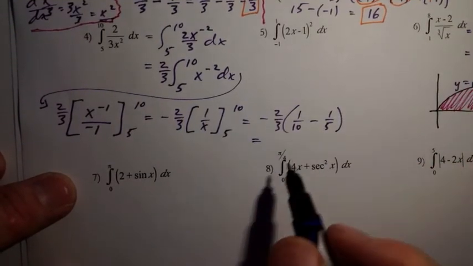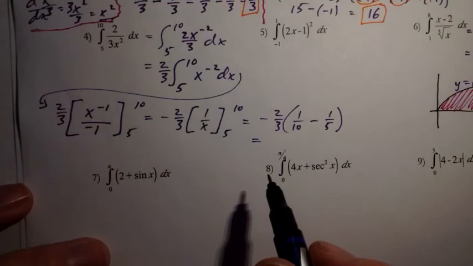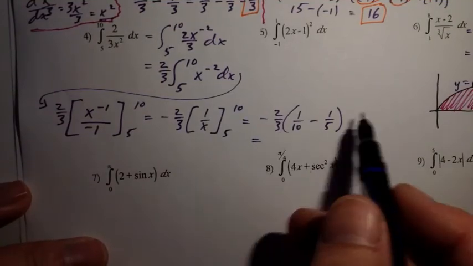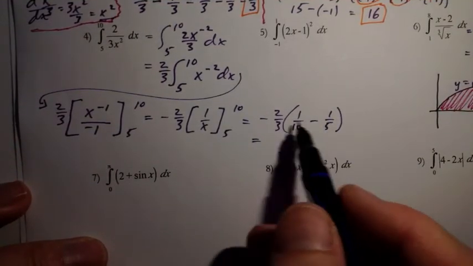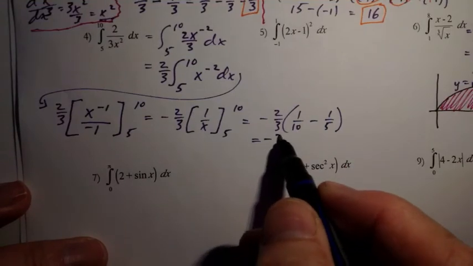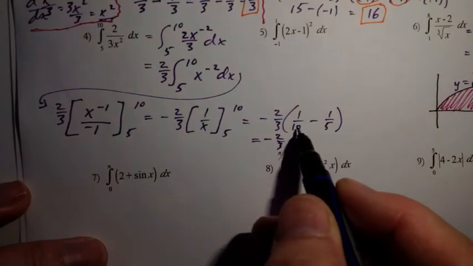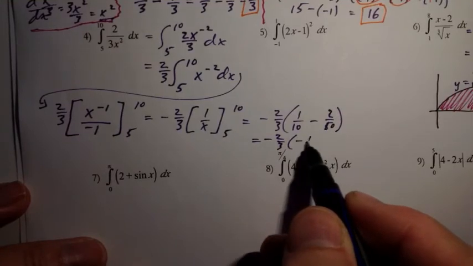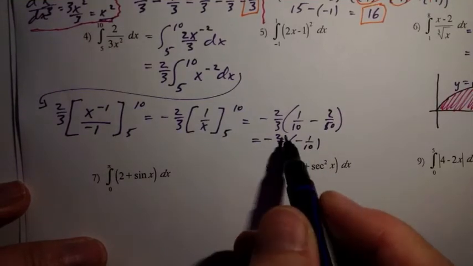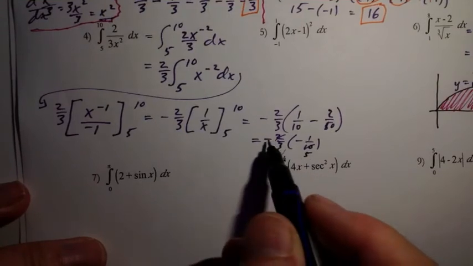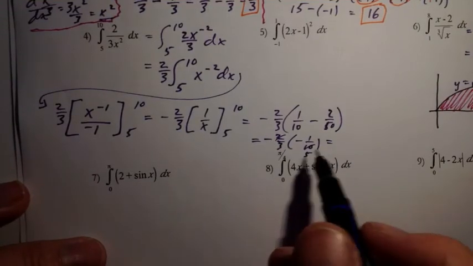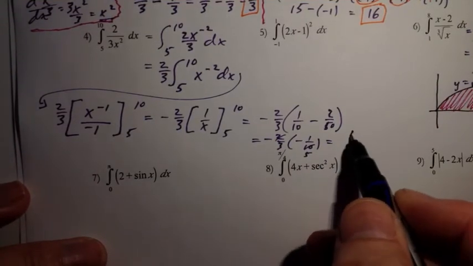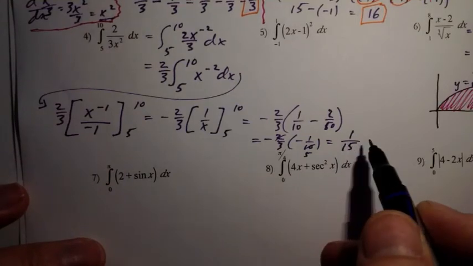So if you really want to continue with this, we can. If you don't want to work your way through that, just fast forward. But I would write negative 2/3, 1/10 minus 2/10 is negative 1/10. The 2 cancels with the 10, you get 5. Negative times a negative is a positive. And so we get positive 1 over 15.